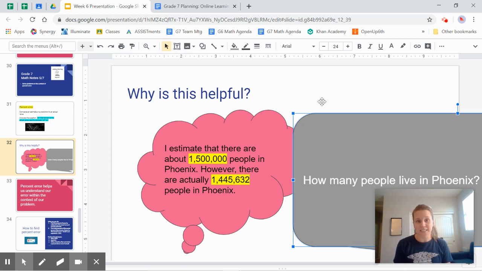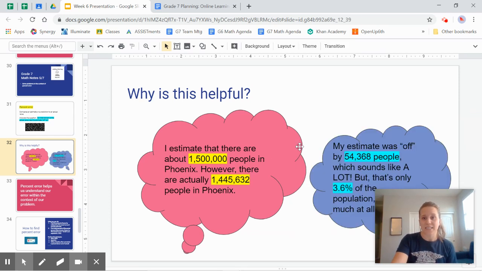However, the census in 2010 actually showed there were exactly 1,445,632 people. So was my estimate correct? No, my estimate was not correct. However, I'm wondering how close was I?